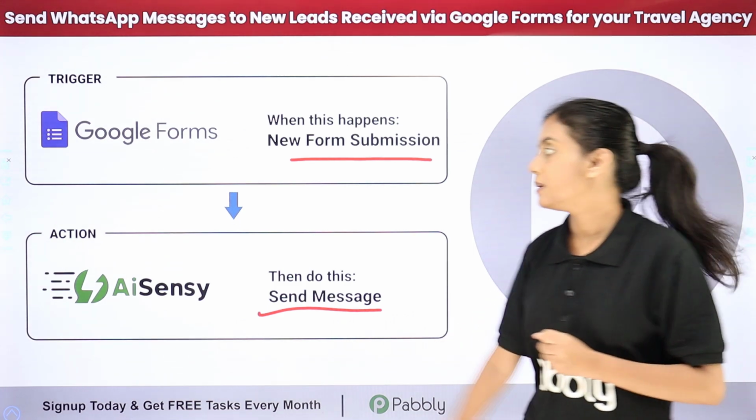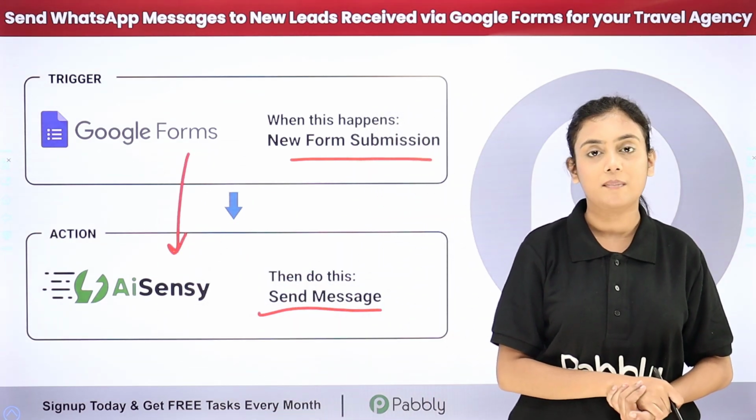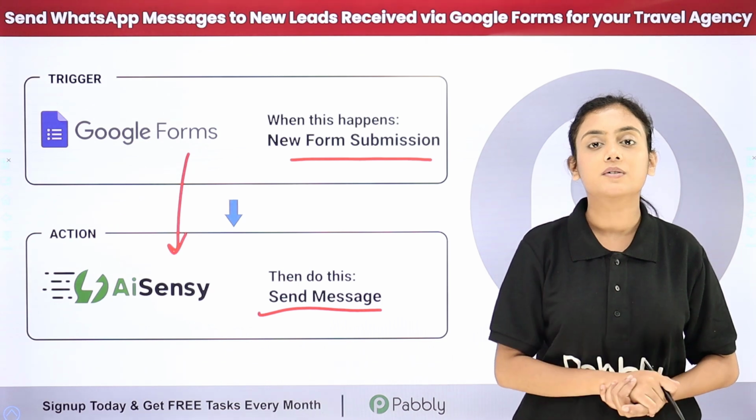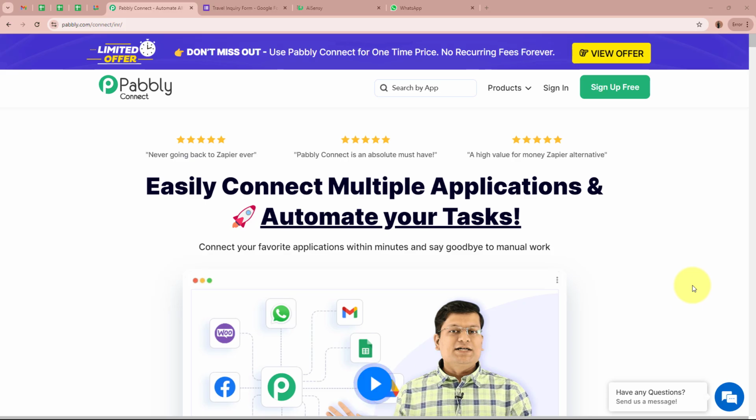And for that, we are going to create an automation between Google Forms and WhatsApp by AI Sensei with the help of Pabbly Connect. So if you want to learn about this amazing automation, then let me take you all to my screen. Welcome to my screen.